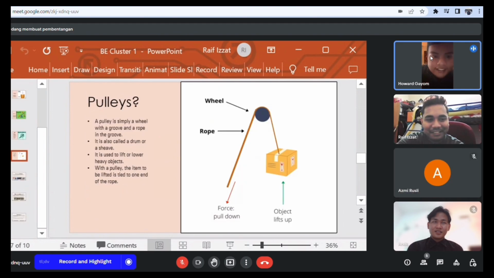The last one is pulley. Pulley is simply a wheel with a groove and a rope in the groove. It is also called a drum or a shaft. This is the last component of the compound machines.